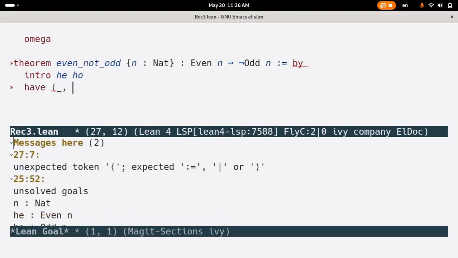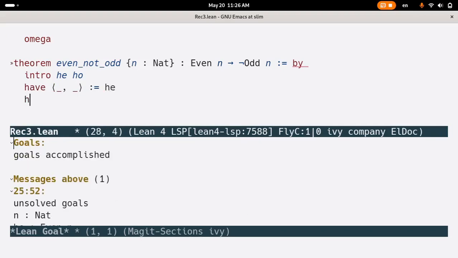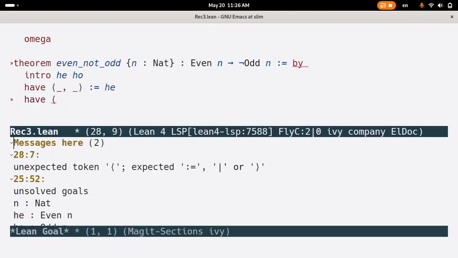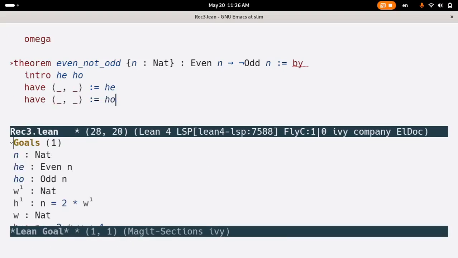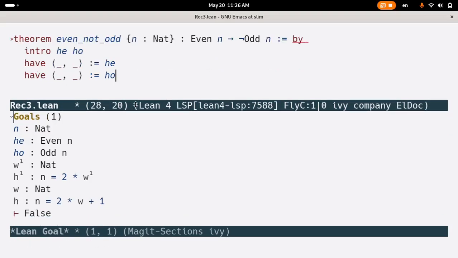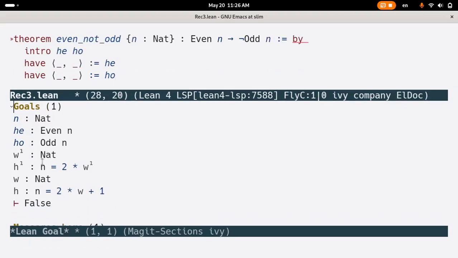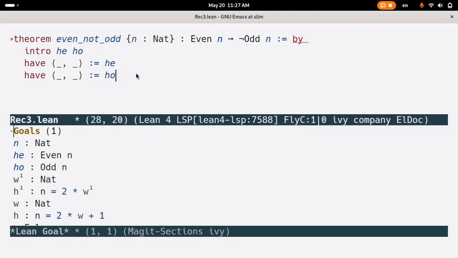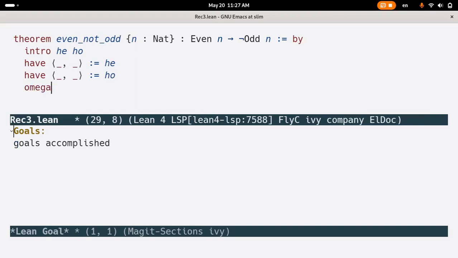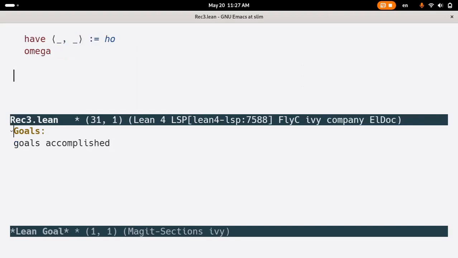For omega to work, we have to introduce the corresponding equalities on natural numbers into the hypothesis. For this, we split HE and HO to bring the witness and the corresponding hypothesis into the set of hypotheses for Lean. So you can see that in the hypothesis set, we now have natural numbers W and W1 with the corresponding hypothesis H1 and H. With all this in place, omega can now see the contradiction and prove our theorem.